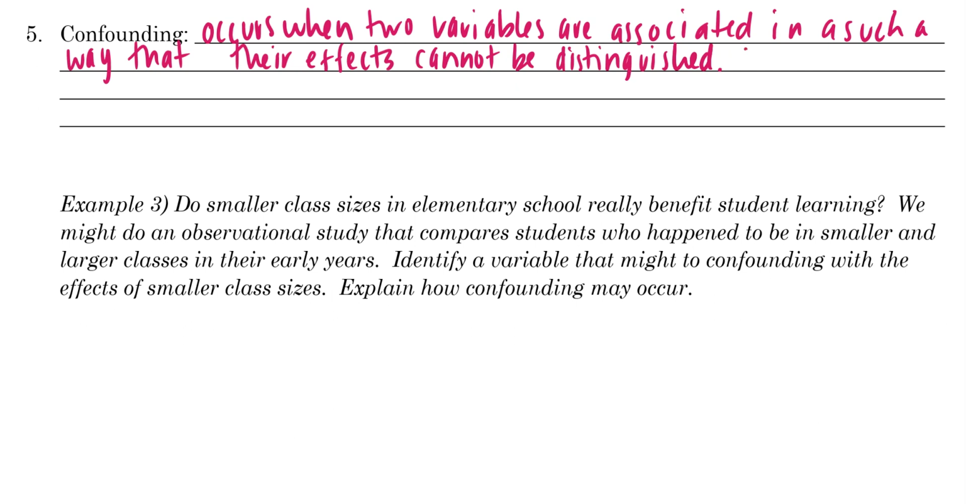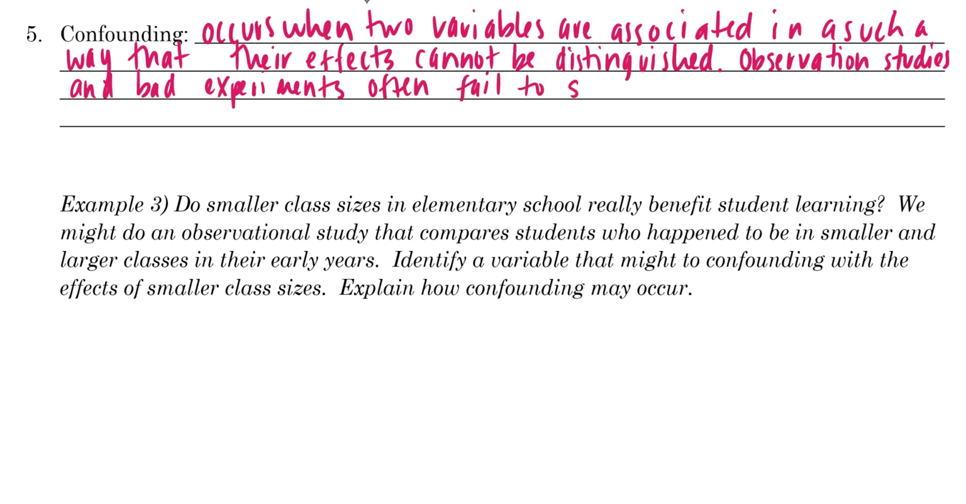So we'll look at one example, and then you will have your homework. But so that you don't forget: observational studies and bad experiments often fail to show an explanatory variable causes a response variable because of confounding.